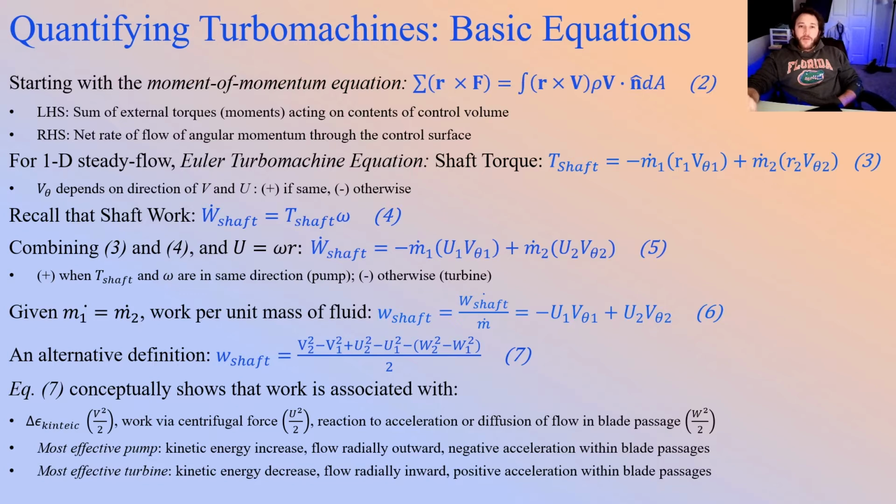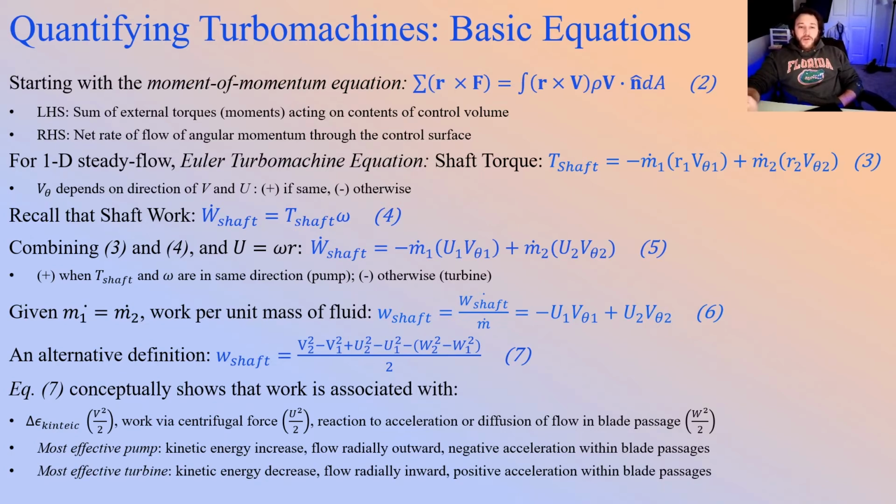Provided here are some common equations that you're likely to see in dealing with turbo machines. We start with the moment-of-momentum equation, where the left-hand side is the sum of the external torques acting on the contents of the control volume, and the right-hand side is the net rate of flow of angular momentum through the control surface. For a 1D steady flow approximation, we arrive at the Euler turbo machine equation, which defines shaft torque. Using a few simple relations, we arrive at equation 6, the work per unit mass of a flowing fluid, which is in terms of the variables U and V we specified on the previous slide.